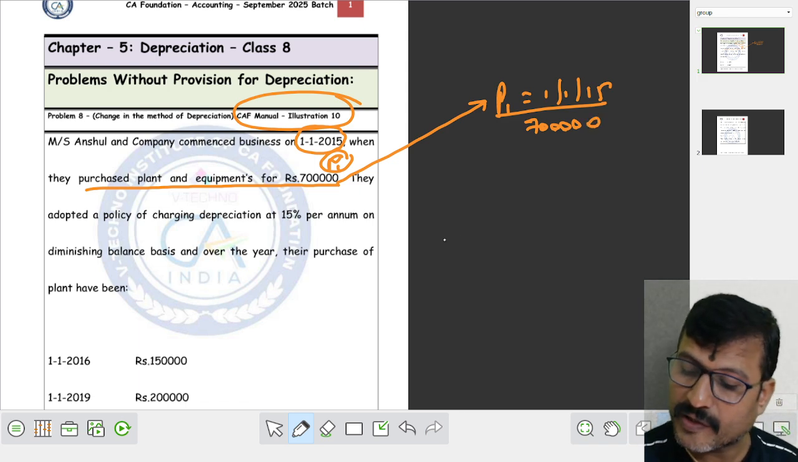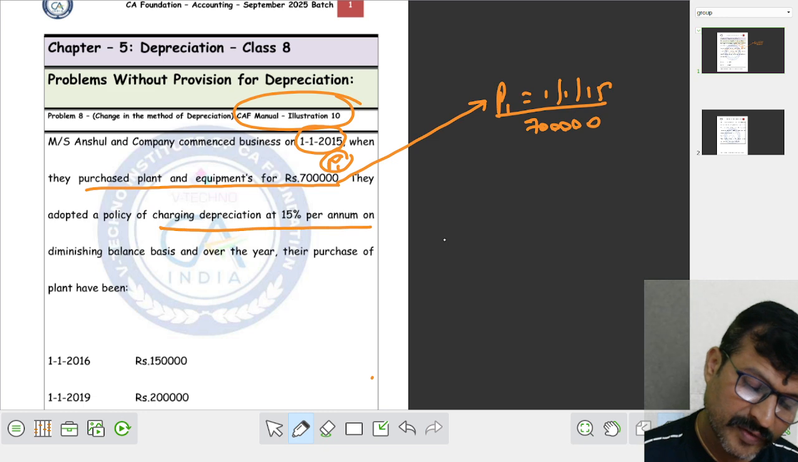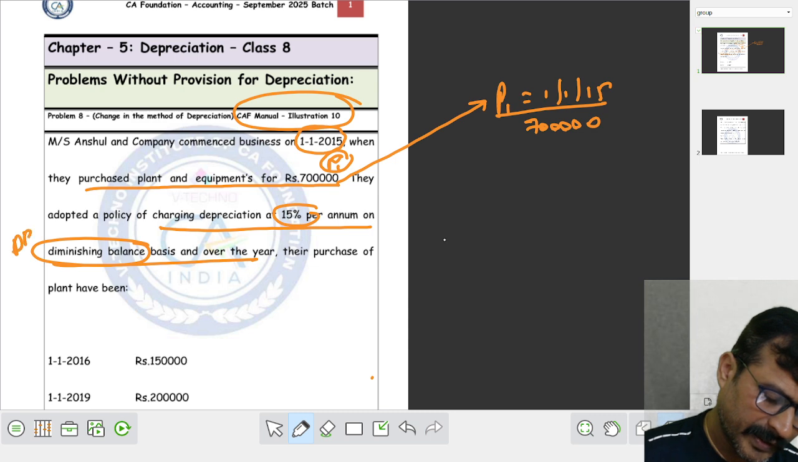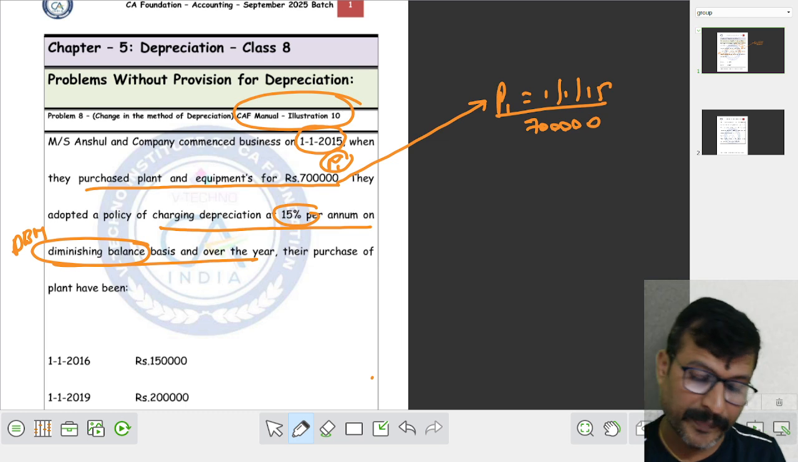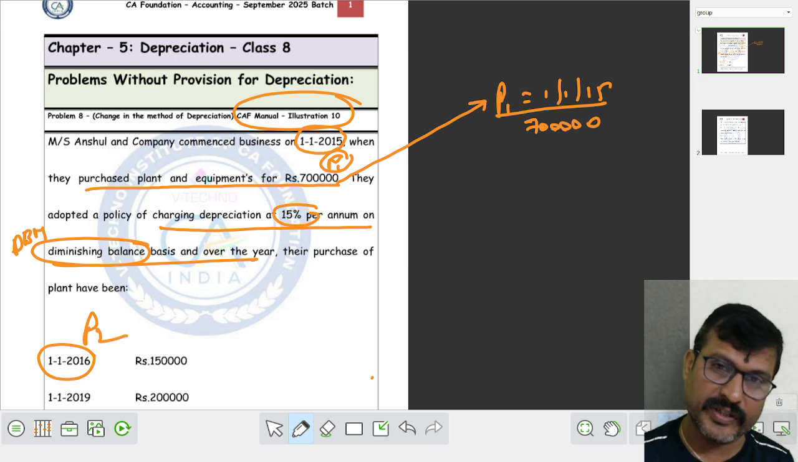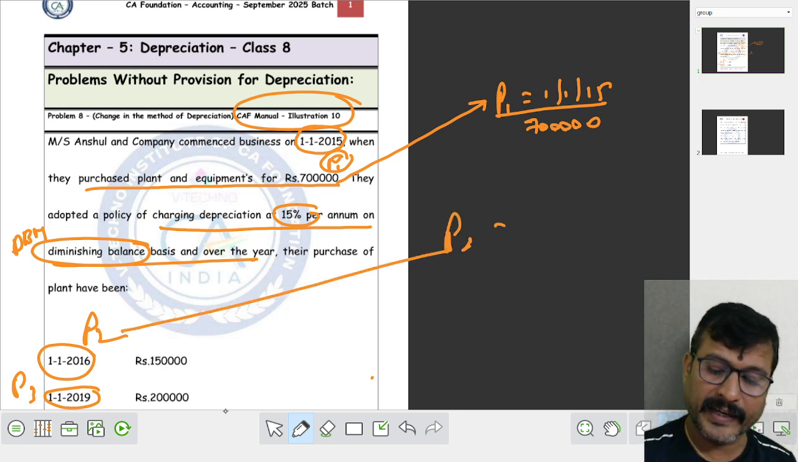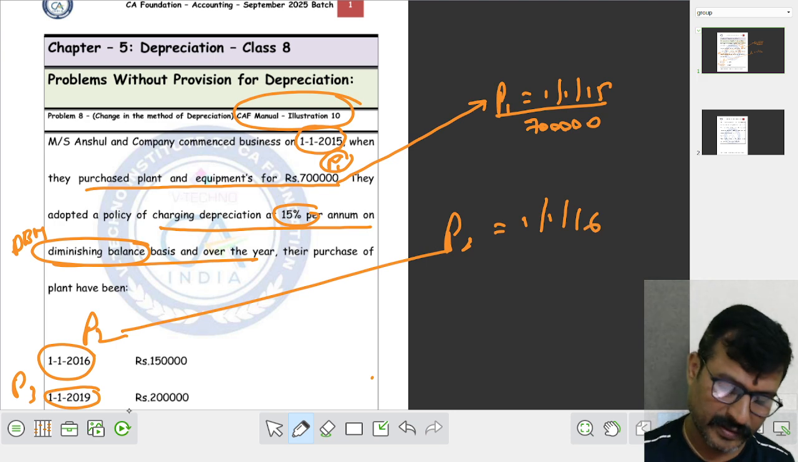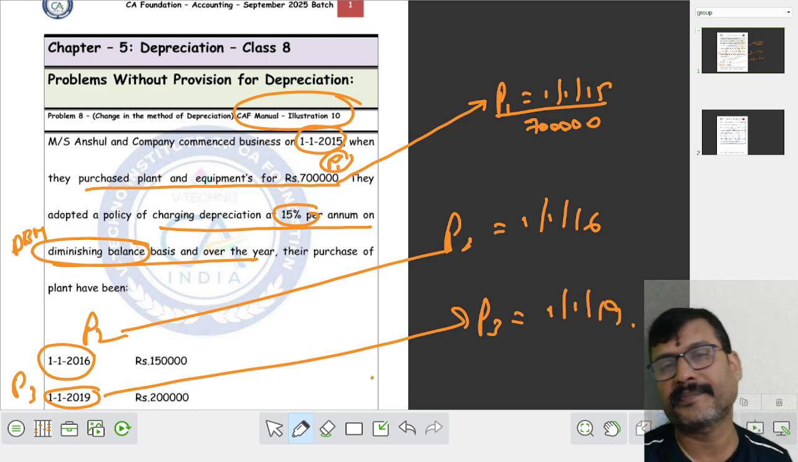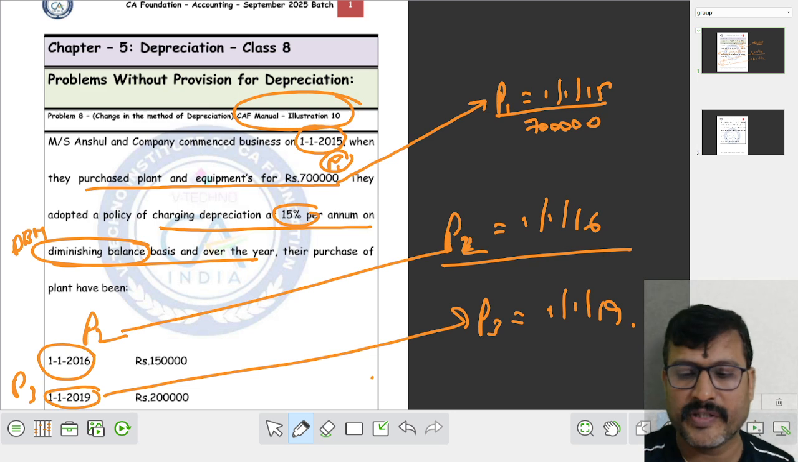Okay, you got it, my dear students, what he is telling. See what happened in the next session. Charging depreciation at 15% per annum under the diminishing balance method. Diminishing balance method means the DBM method. Then the second plant is purchased on January 16, and the third plant is purchased on 1st January 19. This is all about the dates on which the second and third plants are purchased.